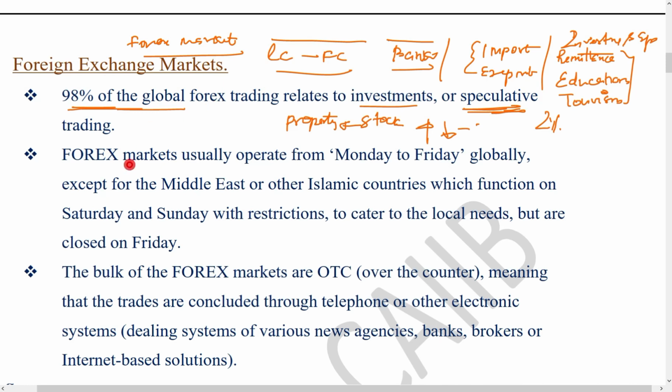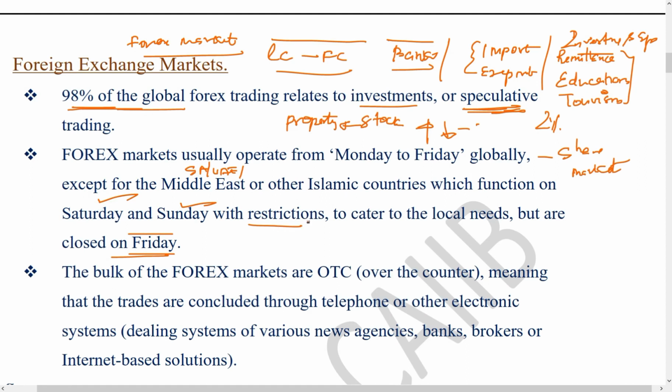Next, forex markets usually operate from Monday to Friday, like the share market, except for the Middle East or Islamic countries. Middle East countries means Saudi Arabia, UAE, Yemen, Oman, Iran, Iraq; all these Islamic countries are called Middle East or West Asian countries. Their practice is to give a holiday on Friday as per their religion, so they operate on Saturday and Sunday also.